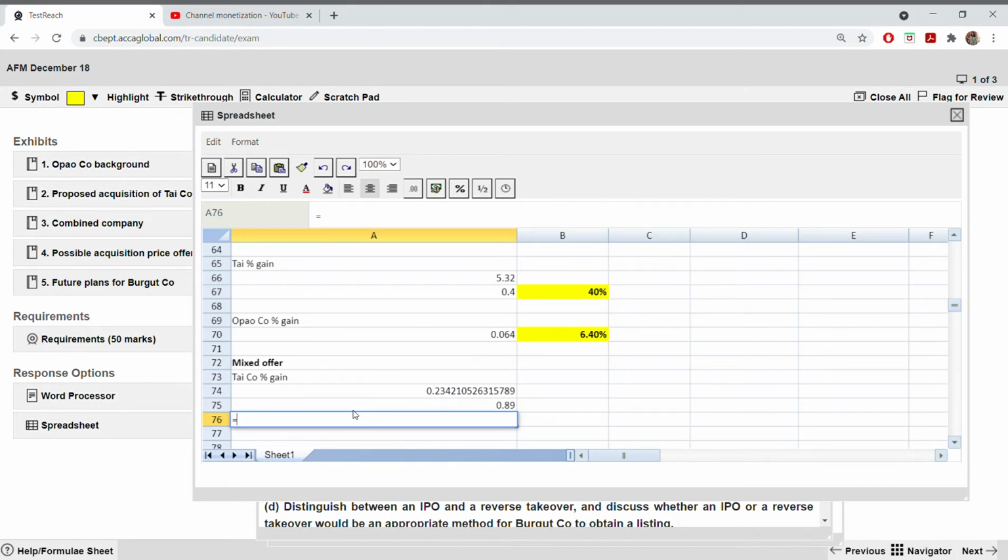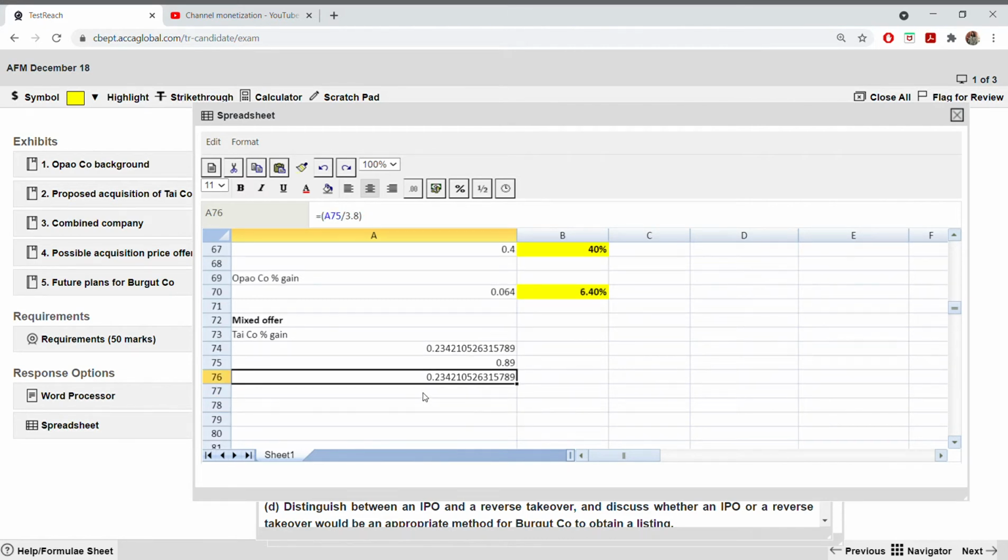Or what you can do is this, divide by 3.8 to get it in terms of percentage. You see, the same answer you will get, but this you are doing in one go, and this you are doing step by step. Anything is correct, you can do it any way, but make sure, since this is a big number, it has to be in percentage. It will be 23.4 percentage.